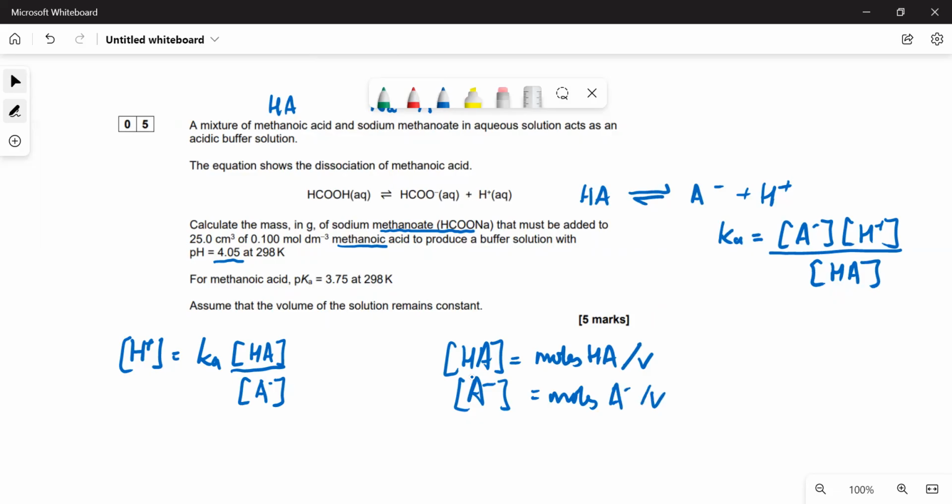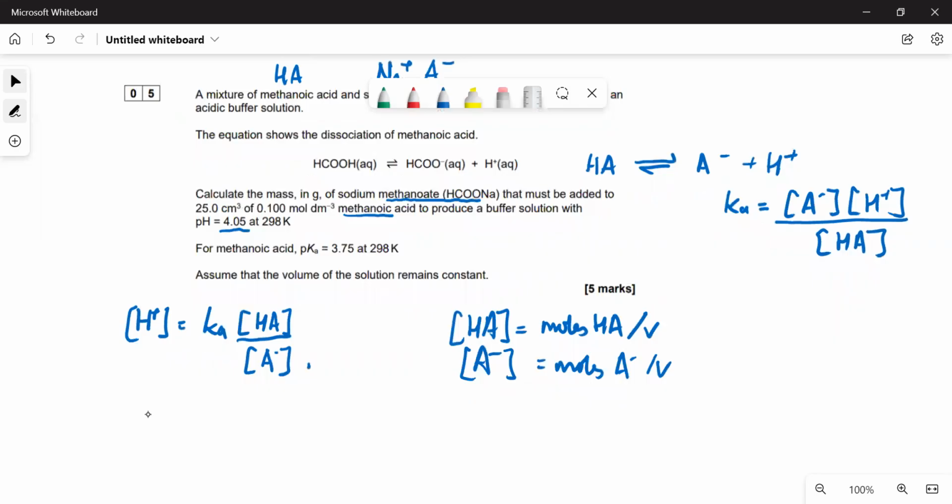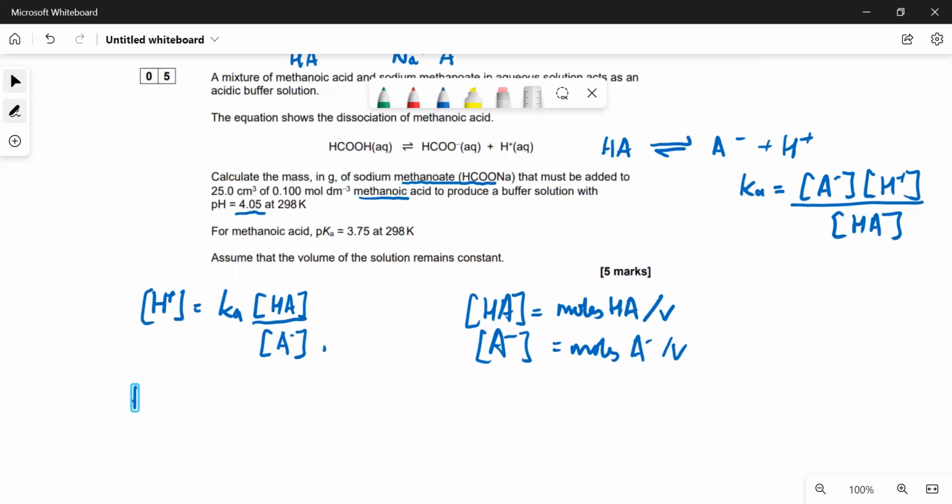So we're going to substitute that into this equation here, and cancel out the volume terms. So H plus over Ka is moles HA over moles A minus, each divided by V. Those V's are going to cancel out, so let's get rid of them. Now I'm going to rearrange that.